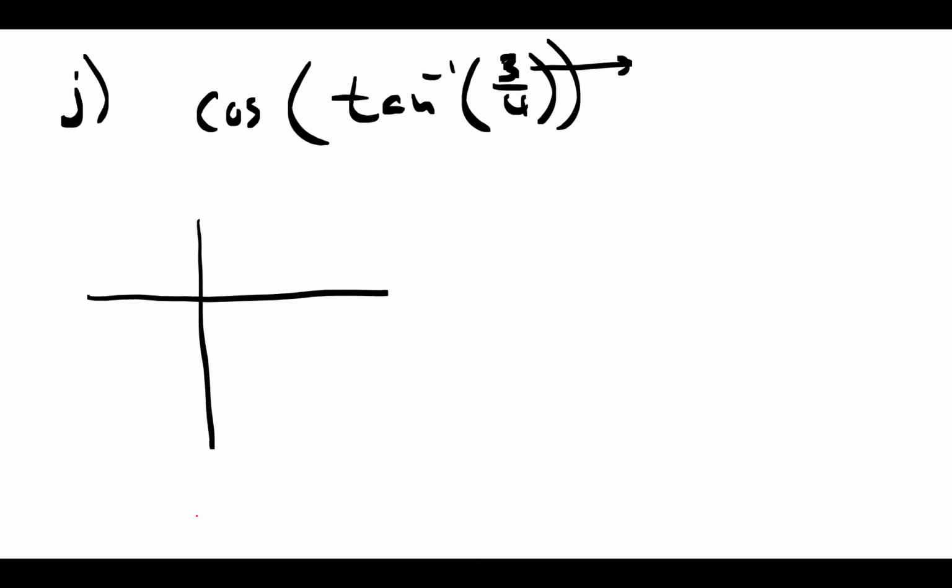So we're going to build a little triangle, and we say the x value is 4 and the y value is 3, or we can just say adjacent and opposite. We go back to the triangle because it's not tangent, it's tangent inverse. I guess maybe that's the issue.